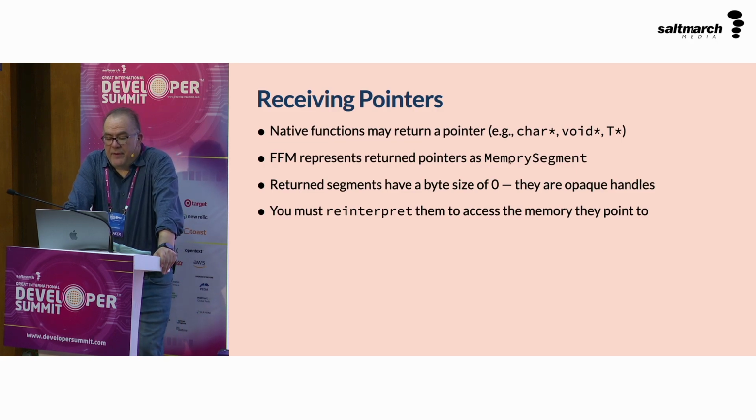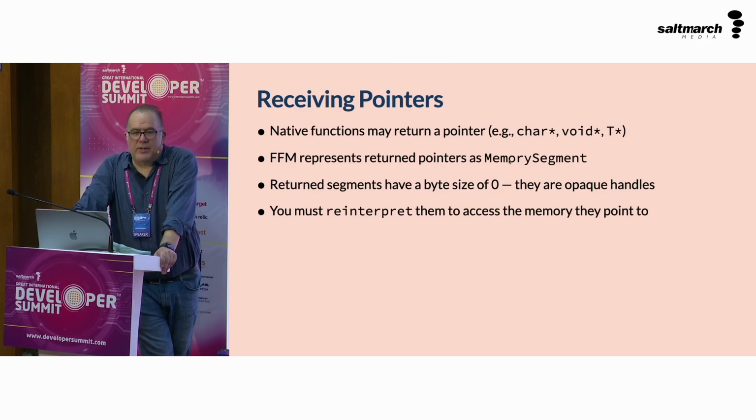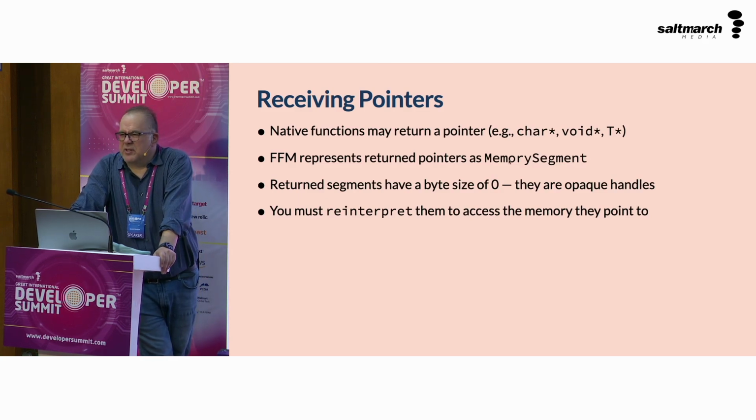So receiving pointers. Native functions may return a pointer like char pointer or void pointer or T pointer, or whatever pointer. So the foreign function and memory API returns pointers also as a memory segment. But here's where the twist comes in. The return segments have a byte size of 0, and they are opaque handles is how they call it.